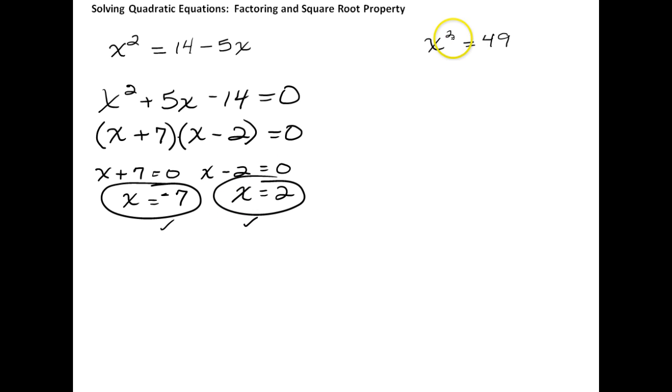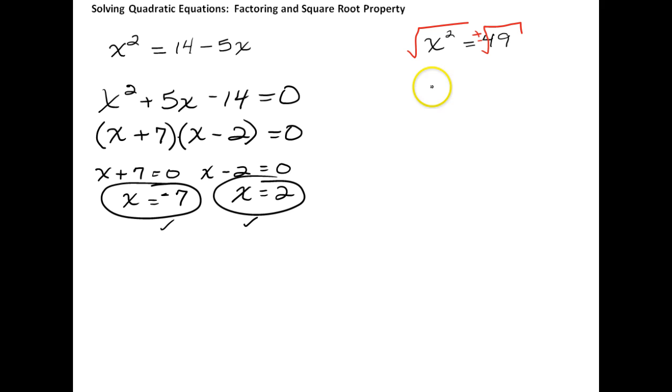Now, as far as the square root property goes, what you do whenever you don't have a third term, or in other words the middle linear term where x is just to the first power, all you have is x squared and 49, you can square root both sides. And the thing that you need to remember when you do the square root property is that you need to put a positive or a negative possibility. So you could have a positive answer or a negative answer, and I'll explain why here in a moment.